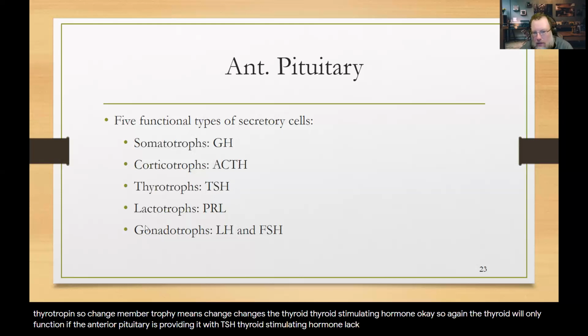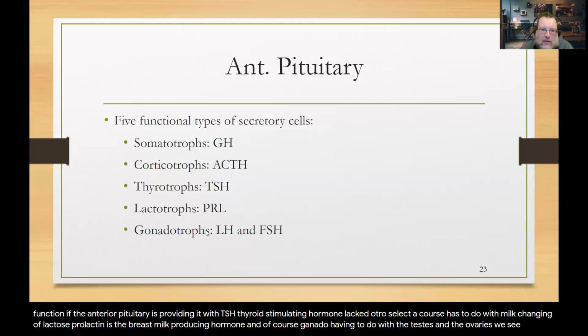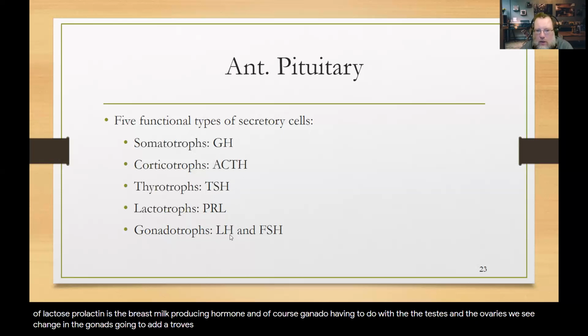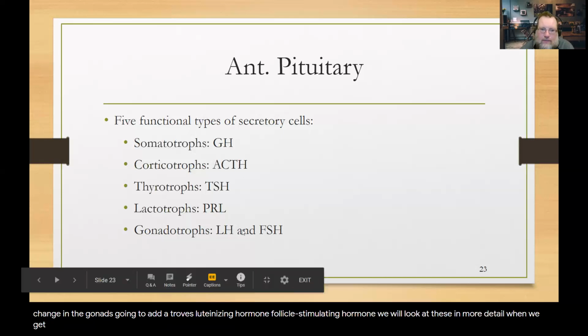Lactotroph. So lacto, of course, has to do with milk, changing of lactose. Prolactin is the breast milk producing hormone. And then, of course, gonado, having to do with the testes and the ovaries. We see change in the gonads, gonadotrophs, luteinizing hormone, follicle stimulating hormone. We will look at these in more detail when we get to the reproductive system.